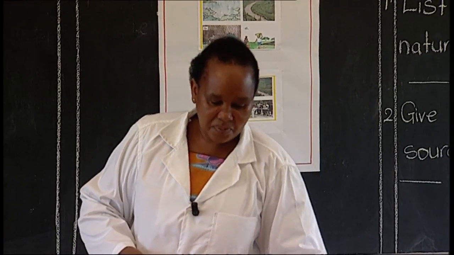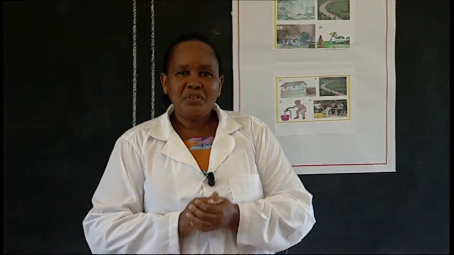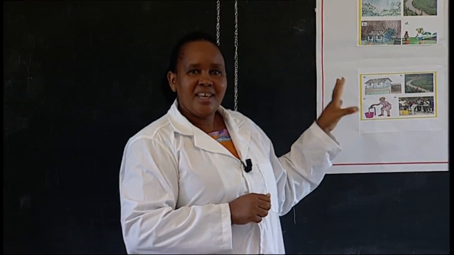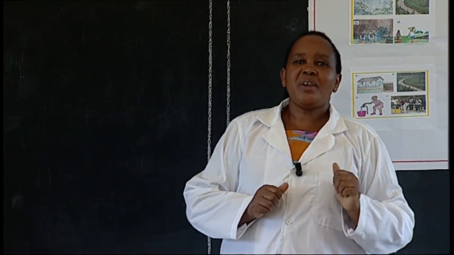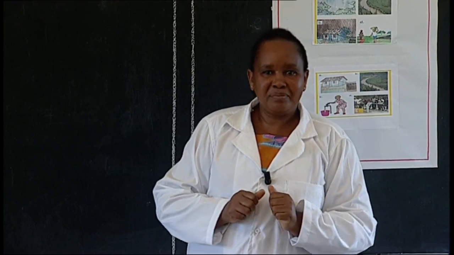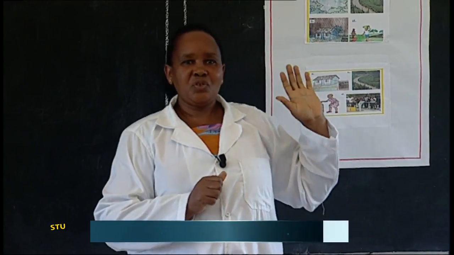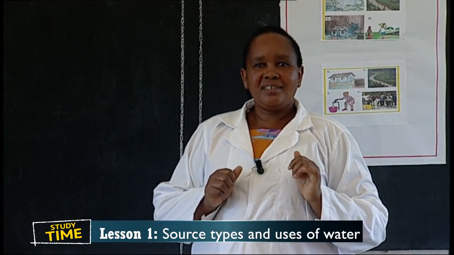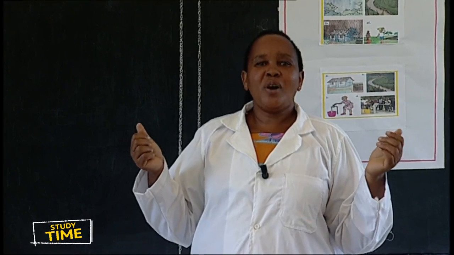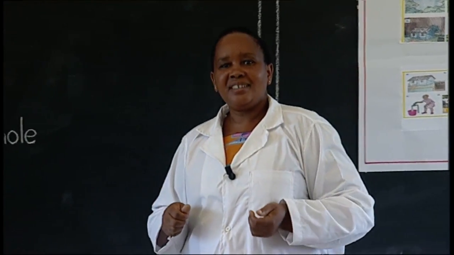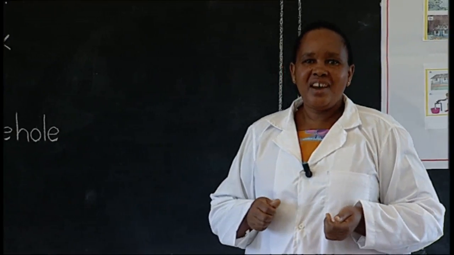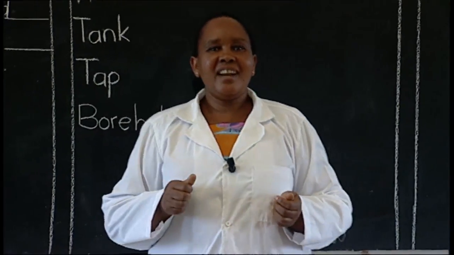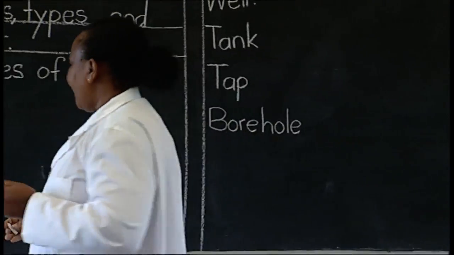You are wonderful. Now, there are some sources of water which are not on our chart, but we know them, and we are going to mention them. Who knows any source of water that is not on our chart? Can you tell it to me? Oh, wonderful. An ocean. Everybody, ocean. Wow, this is how we write ocean, and it's a natural source of water.